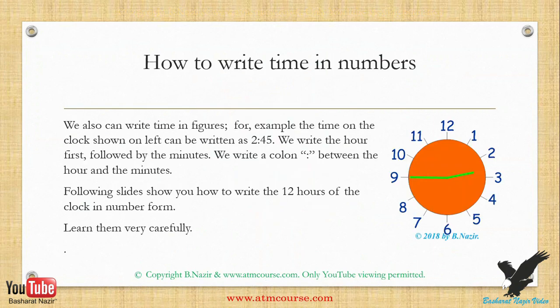We also can write time in figures. For example, the time on the clock shown on left can be written as 2:45. We write the hour first, followed by the minutes. We write a colon between the hour and the minutes. Following slides show you how to write the 12 hours of the clock in number form. Learn them very carefully.